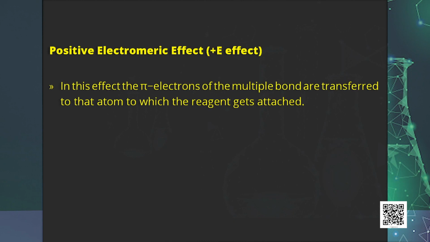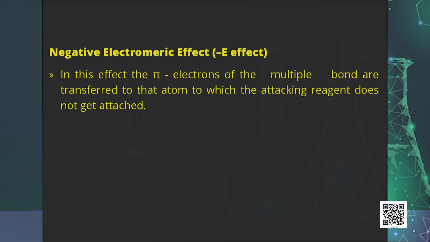There are two types of electromeric effects. These are positive electromeric effect and negative electromeric effect. In positive electromeric effect, the pi electrons of the multiple bond are transferred to that atom to which the reagent gets attached. As you can see in the slide, for example, the pi electrons of the multiple bond are transferred to that carbon atom to which the reagent H positive ion is going to attach. That is propene molecule plus H positive, giving the product species.